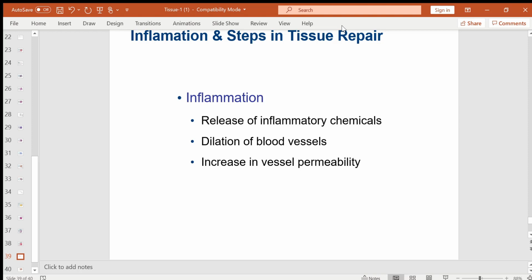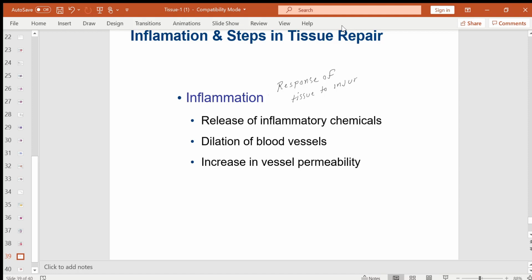Now we'll talk about the inflammation. Inflammation is the response of your tissue to injury. So response of the tissue to injury.